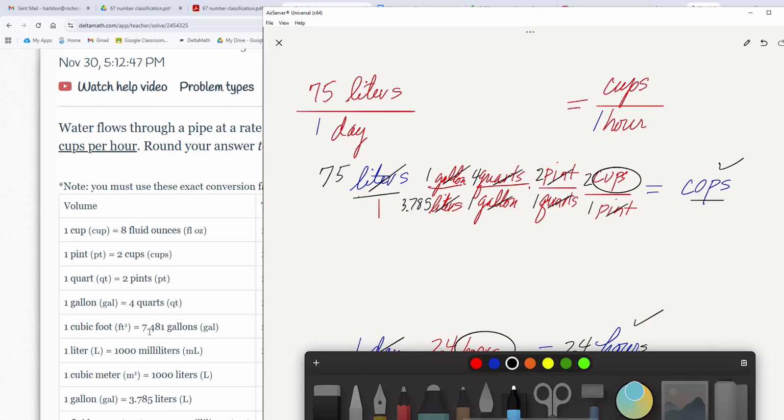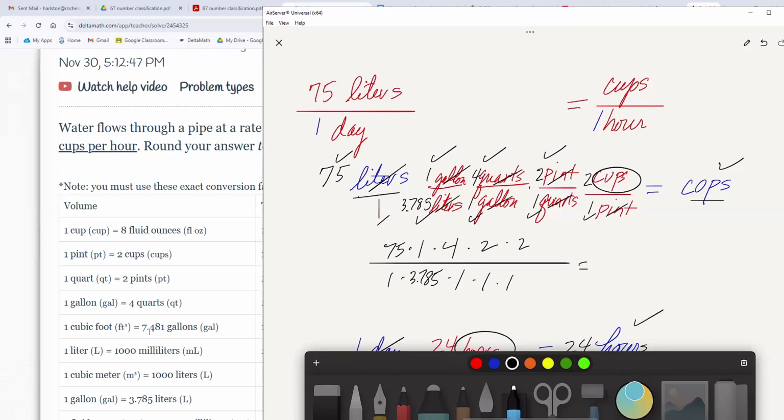Now that I've already done the conversions and eliminated all the units, all I have to do now is multiply the numbers. So 75 times 1 times 4 times 2 times 2, that's on the top in the numerator. On the bottom, it's going to be 1 times 3.785 times 1 times 1 times 1. So I've got all of these.